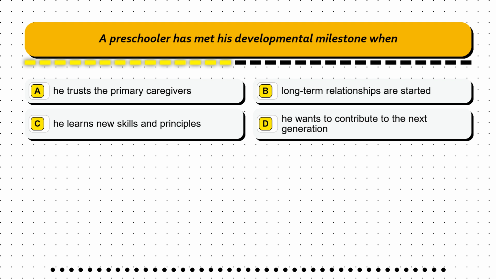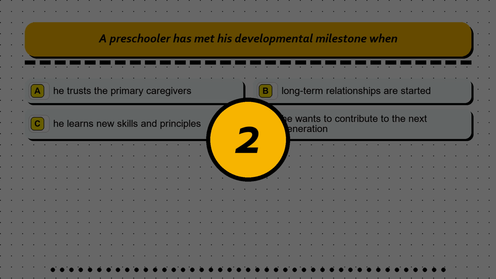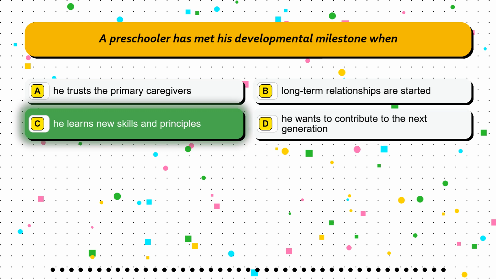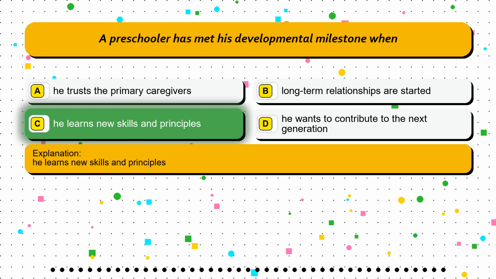Option B, long-term relationships are started. Option C, he learns new skills and principles. Option D, he wants to contribute to the next generation. The correct answer is option C, he learns new skills and principles.